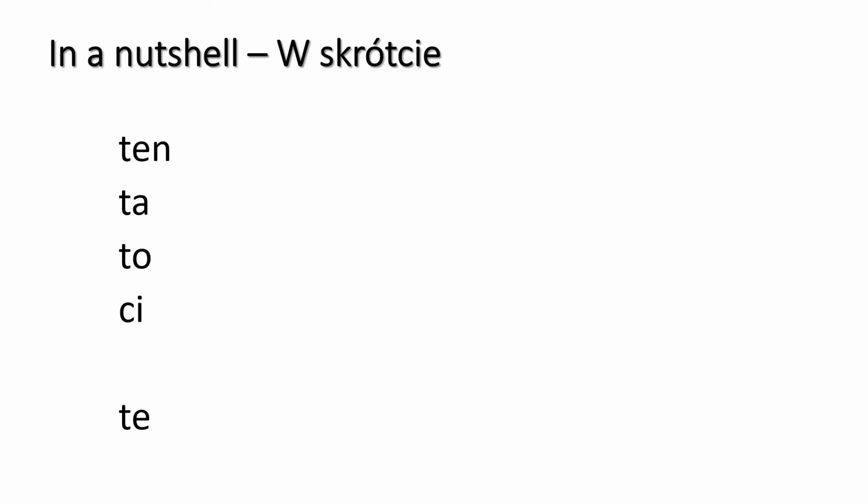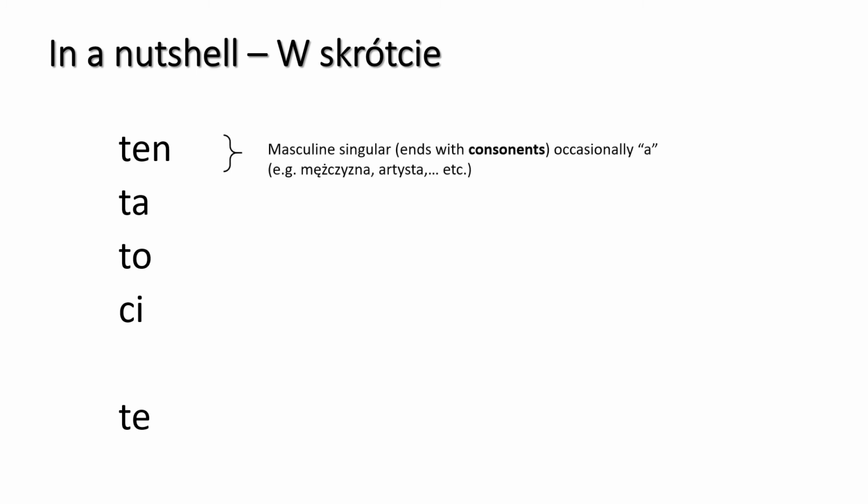Ten is, as we said, for masculine. Masculine singular, ending with consonants generally, and occasionally ends with a, like mężczyzna, artysta, artist, okay? Men and artist. So these are occasional or exceptional words ending with a, and these are masculine.